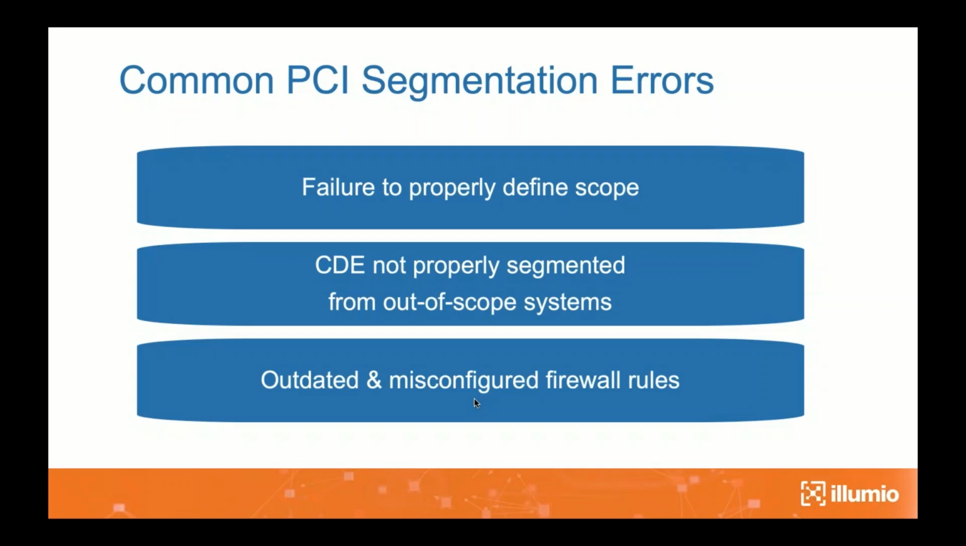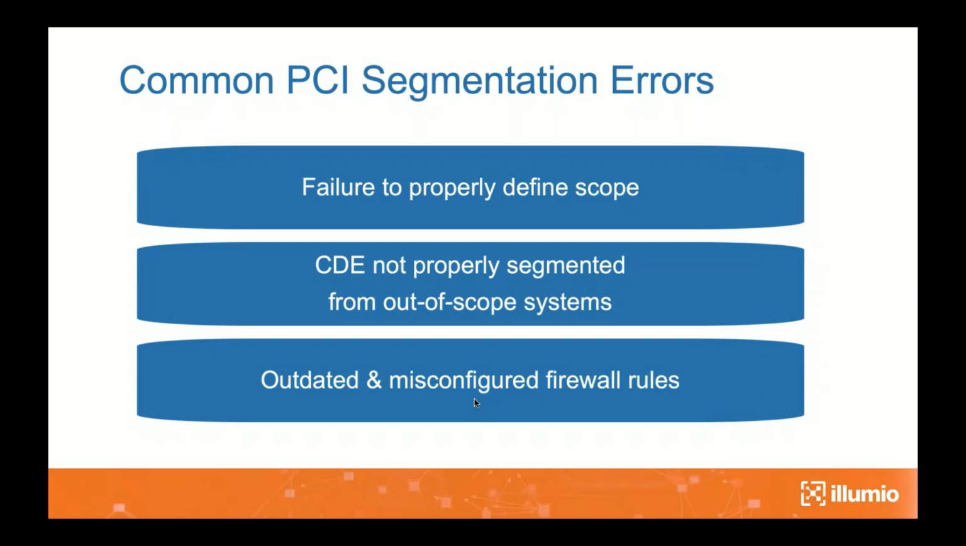And then they tell us that these are some of the common segmentation errors that they face. One is they haven't properly defined their scope. So their network and data flow diagrams are out of date. They have underscoped their PCI environments. They can't verify their connected to and their out-of-scope systems. The second one is they haven't properly segmented their CDE or their PCI systems from their out-of-scope systems.